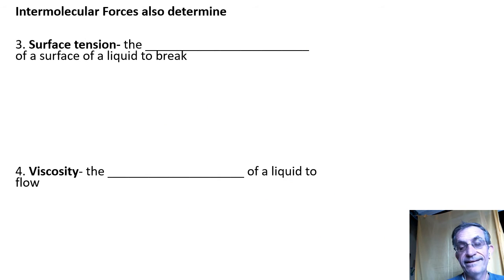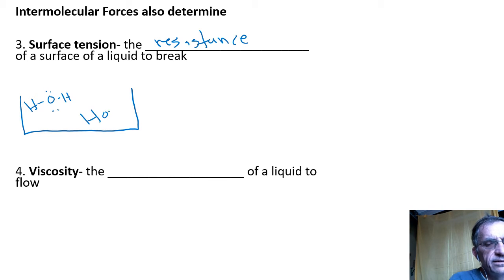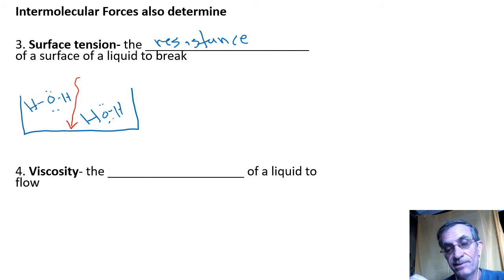Let's flip over. All right, let's talk about two more properties that intermolecular forces determine. One is surface tension. Surface tension is the resistance of the surface of a liquid to break. For example, if you have a cup of water with a bunch of water molecules in it, and you want something to sink down through that water to the bottom of the cup, it's going to have to create a gap in between the water molecules.